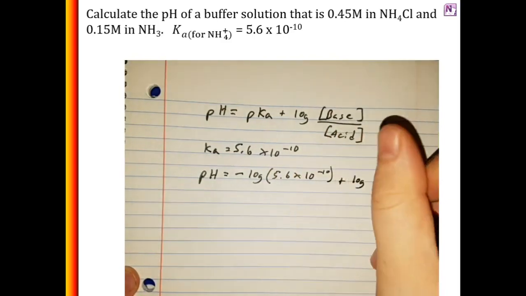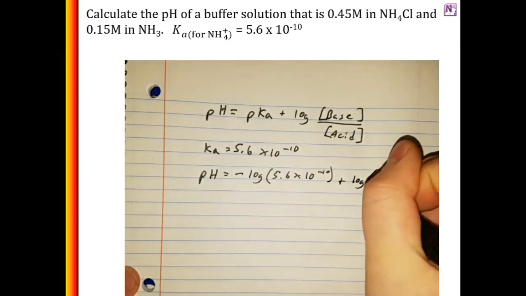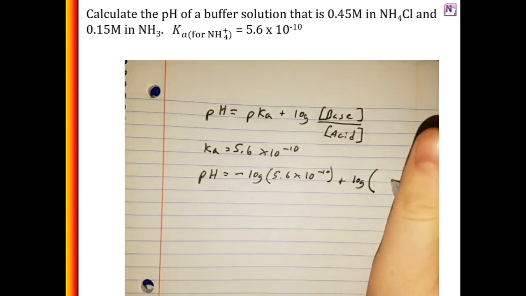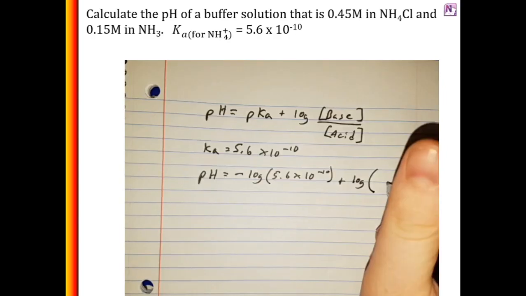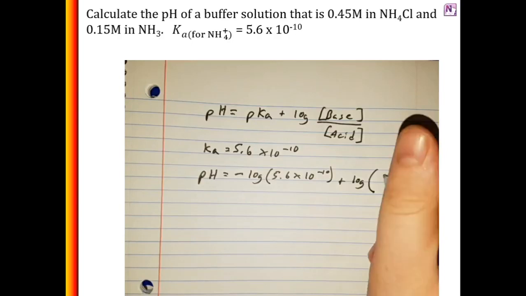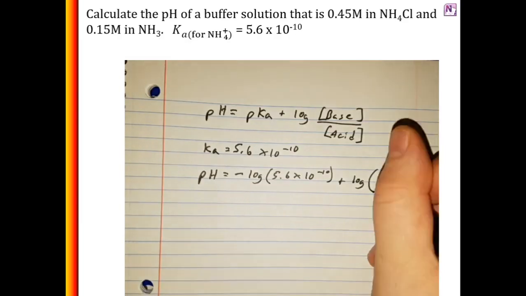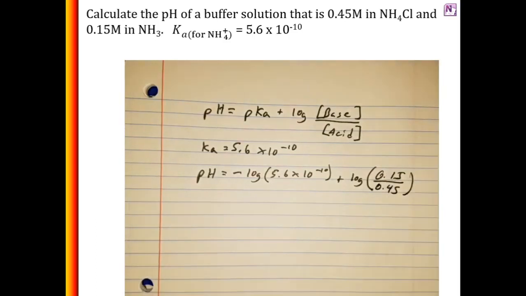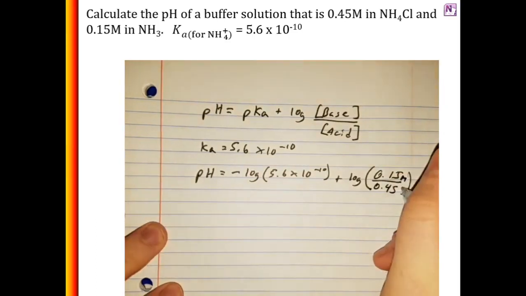Then they gave us these two numbers as well. The important thing here is knowing which one is your acid and which one is your base. Remember that the ammonium chloride, that's going to be our NH4 plus, so that's going to be our acid form. The other needs to be our base. So here we have 0.15 over 0.45, and those are both in units of molarity, so this will cancel out.